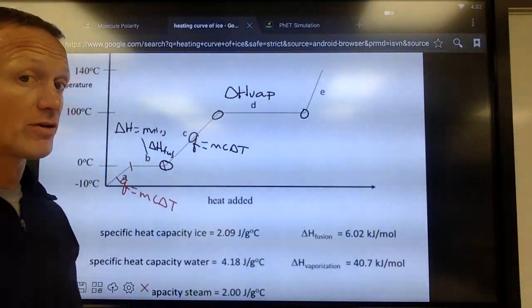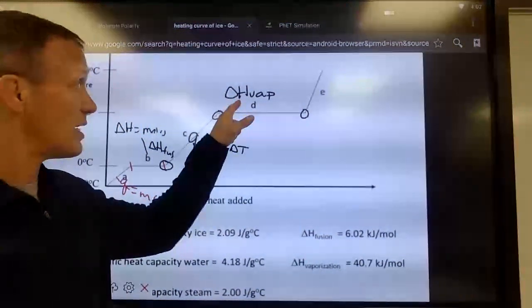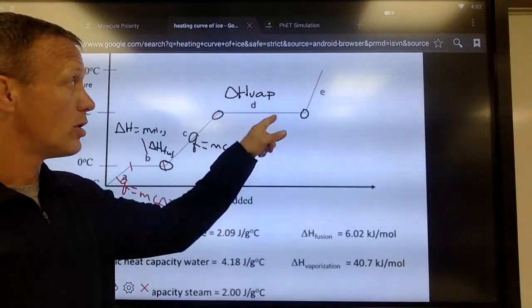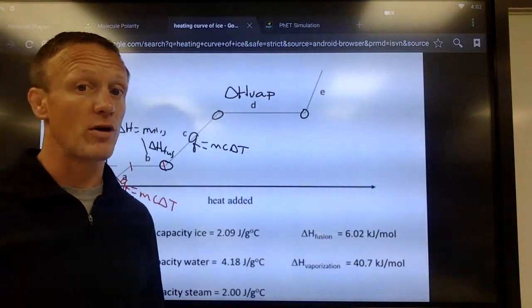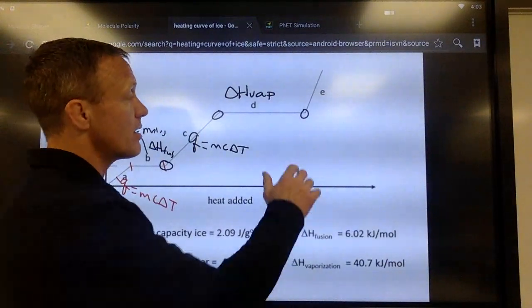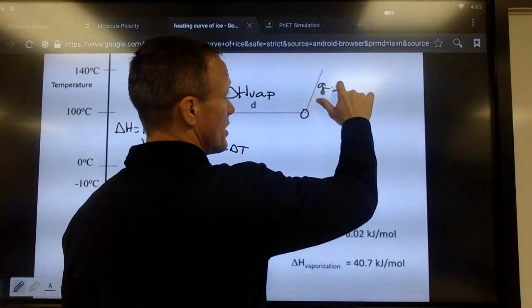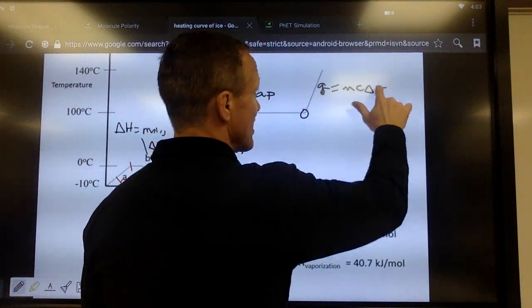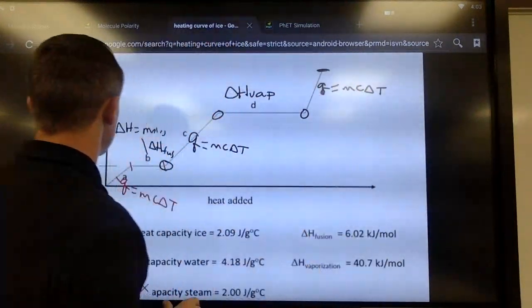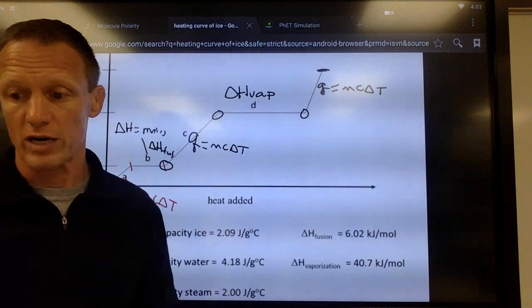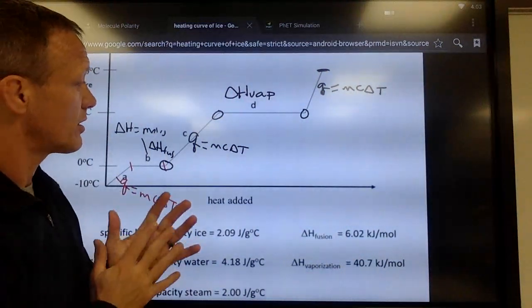From here to here, we're still adding heat. Temperature's not changing. I can't do Q equals MC delta T. I got to use the heat of vaporization, which is in kilojoules per mole, to figure out how much heat the water's absorbing while it's boiling. And then we have some steam getting hotter, and I could do Q equals MC delta T right there to see how much heat that steam is gaining to go from 100 to 140 degrees Celsius.